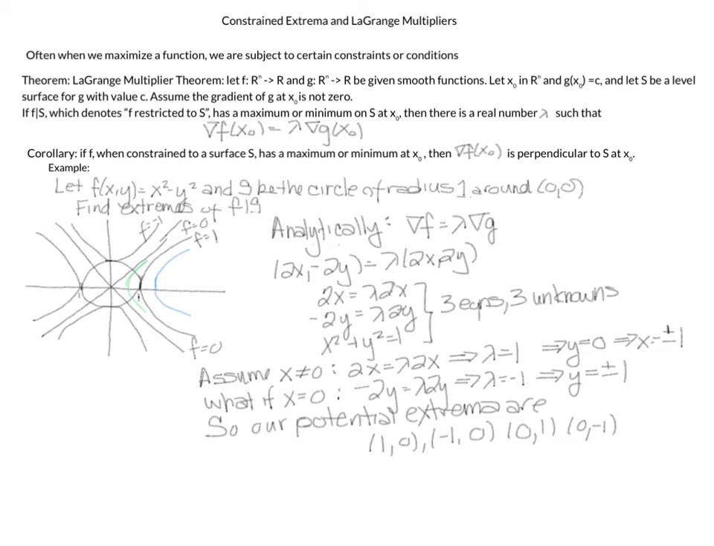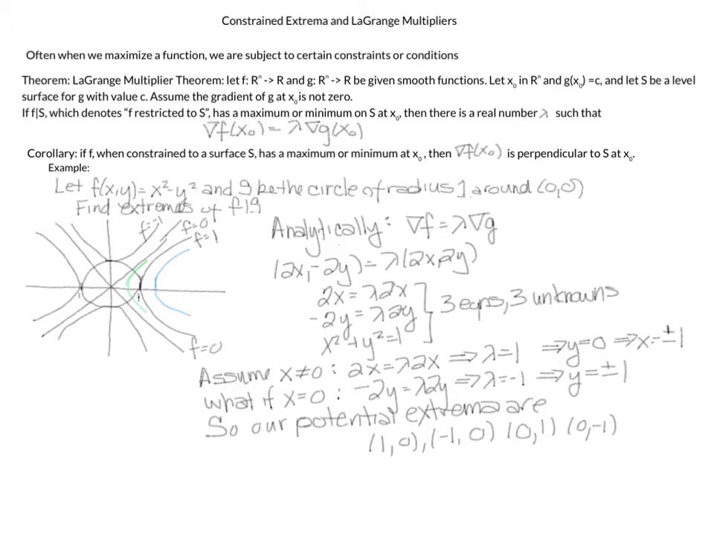And then I have my function for the circle, because we know we're on the circle, x squared plus y squared is equal to 1. So now we have 3 equations, 3 unknowns. And again, your third equation is always your constraint, because that is something that you want to be true. Looking at my first equation, 2x equals lambda 2x, so I'm going to divide out my 2x, but when I divide by 2x, I'm assuming that x is not equal to 0. So that will give me lambda equals 1.